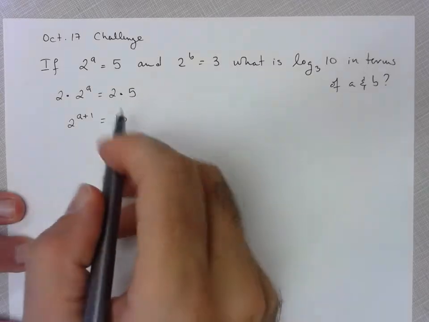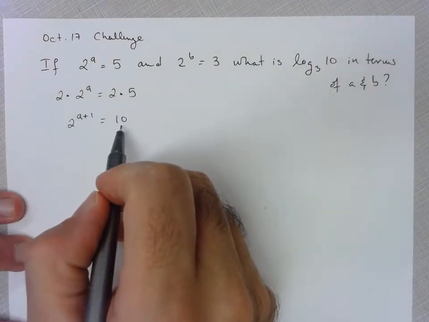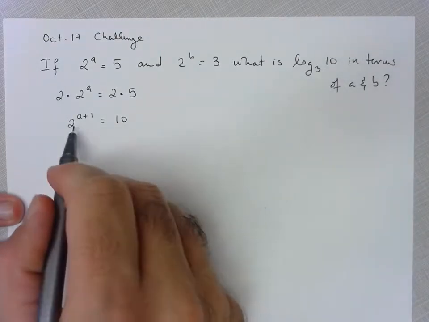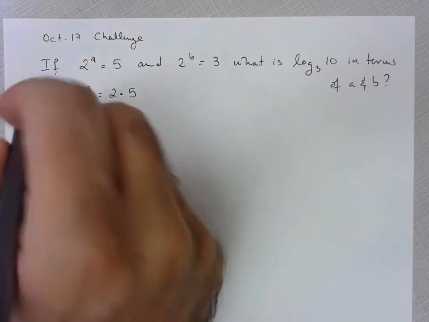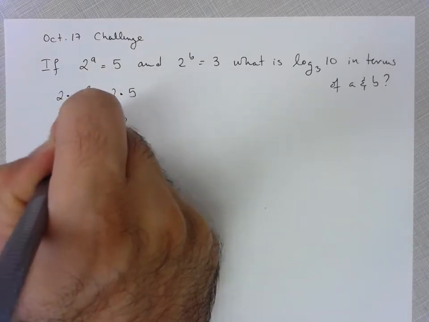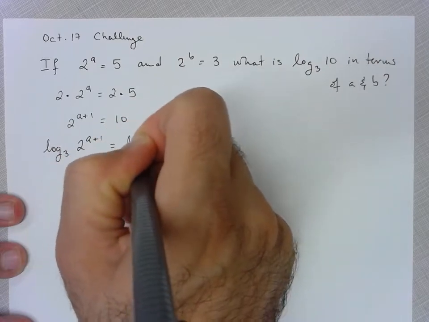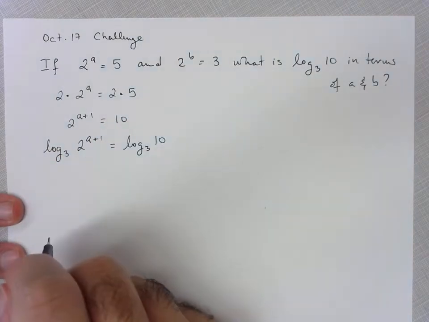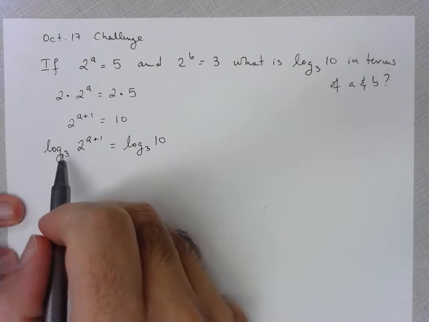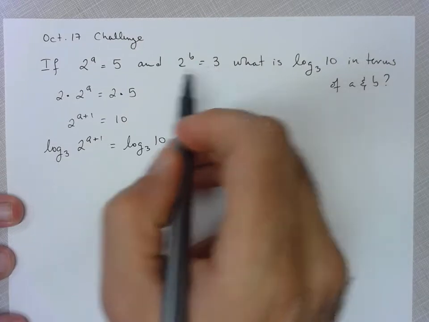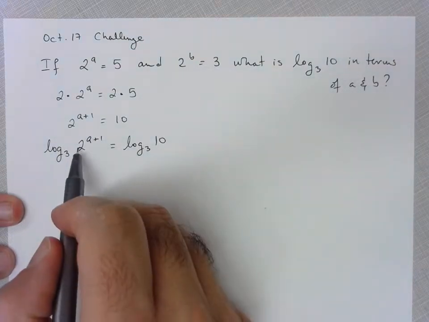Okay, now that I've got this 10 on the right-hand side, I'm looking to come up with an expression for log base 3 of 10. So I'm just going to take log base 3 of both sides of this equation. Okay, so here, and log base 3 of 10. Now I notice that log base 3, and hey, look what I have here. I have a 3. And I've got 2 there, 2 there.